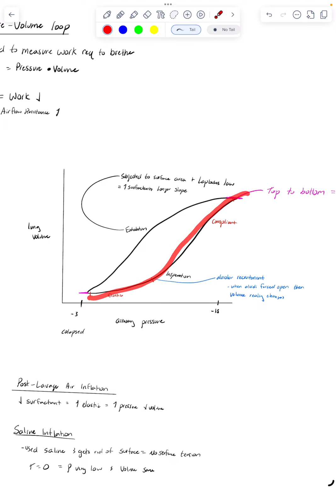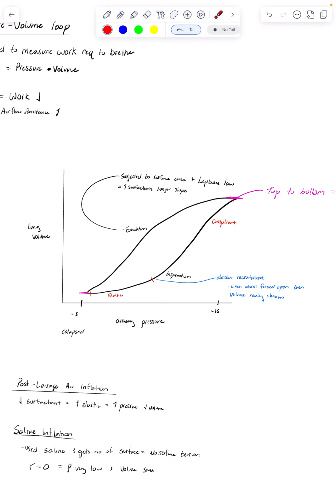And then this is inspiration. This is exhalation. And exhalation is kind of interesting because it also uses Laplace's law, and it also uses surface area, and also uses radius, and all of those things. So for example, say our surface area increases, which means our lungs have a more difficult time, we have less surfactants. Let's say that. We have an increase of surface area, which means we have less surfactants.